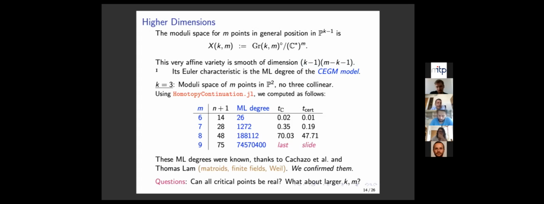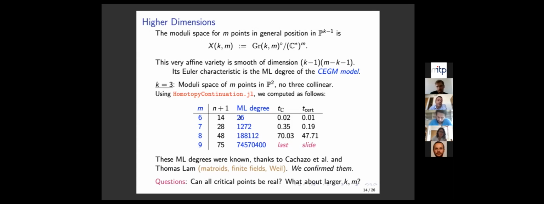Now, already k equals 3 is a very interesting and challenging case. So this is the moduli space of m labeled points in P2, no 3 collinear. That's a 2m minus 8 dimensional space. Again, a little table. If the number of points ranges between 6 and 9, the ambient dimension, if we embed this into a torus, ranges between 14 and 75. So these are the numbers of non-constant Plücker coordinates.